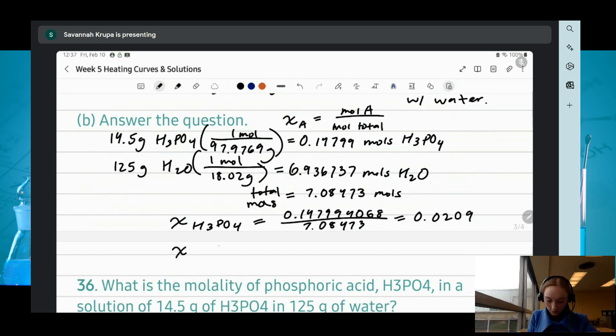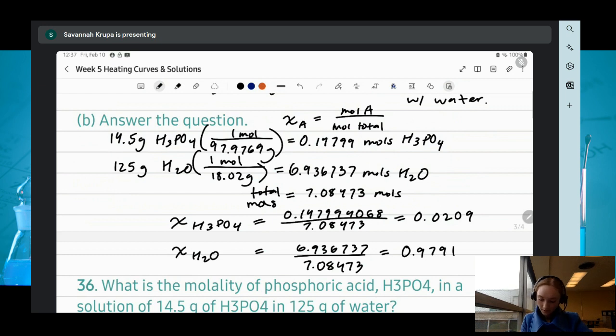So now let's do the same for water. We had 6.936737 divided by the total, 7.08473. And so now we will get a mole fraction value of 0.9791. So those are the mole fractions for water and H3PO4.